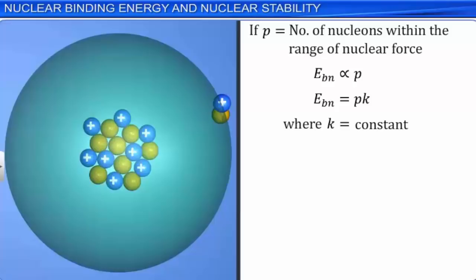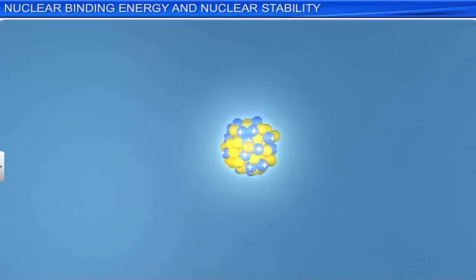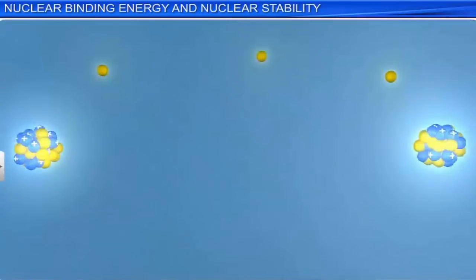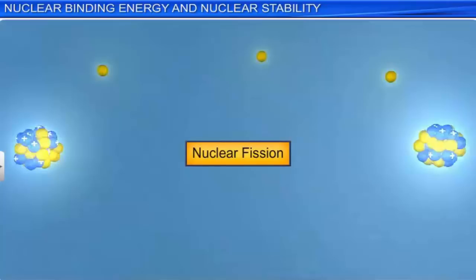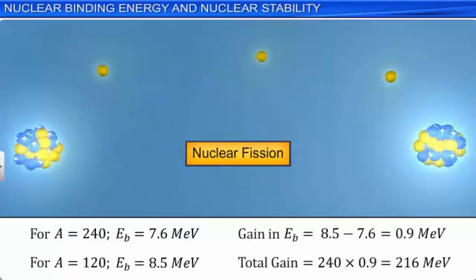A very heavy nucleus, say A equal to 240, has lower binding energy per nucleon compared to that of a nucleus with A equal to 120. Thus, if a nucleus with A equal to 240 breaks into two A equal to 120 nuclei, in a process called nuclear fission, the nuclei get more tightly bound and hence become more stable in the process. This shows that a large amount of energy would be released in this process. This is the reason for the high energy release in nuclear fission.